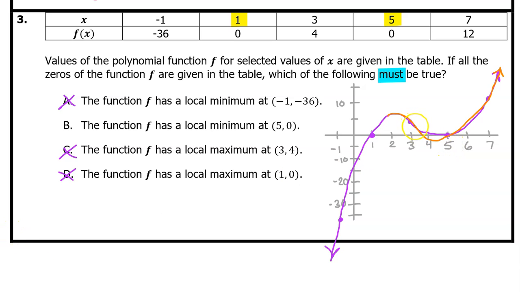For example, if I try to draw f going lower than 5, 0 so that this will not be a relative min, well, the only way that would happen is if we had another 0 somewhere in here. And we are told in the directions that these are the only 2 zeros. So this is not possible. Therefore, the answer is B.